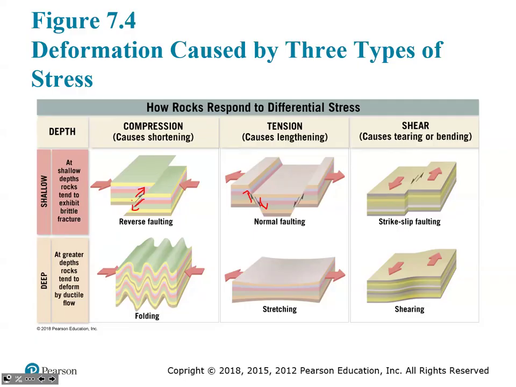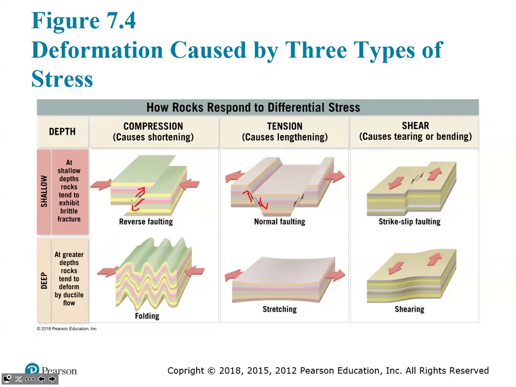If you're compressing material together, squeezing things together, you get reverse faulting, where the hanging wall slides up above the footwall. And that shortens the length of the crust. It shortens the length of the ground. You slide the hanging wall up over the footwall. I put some arrows here to show you how things are moving.